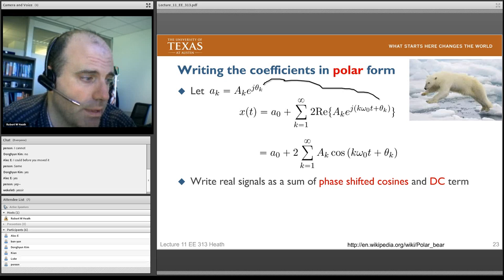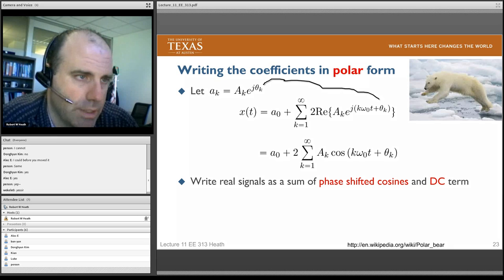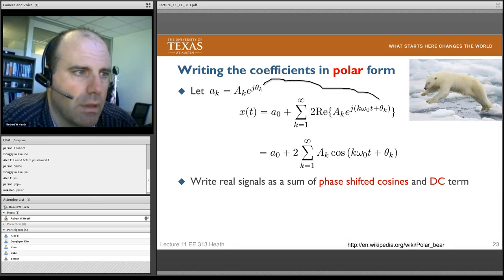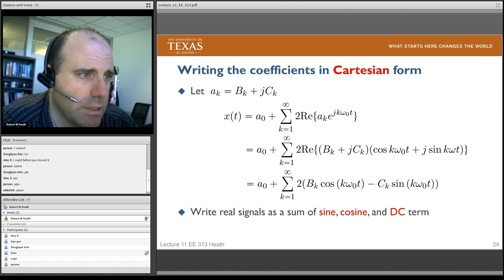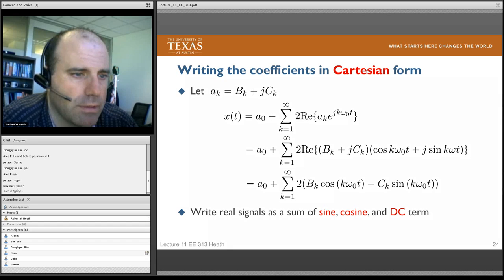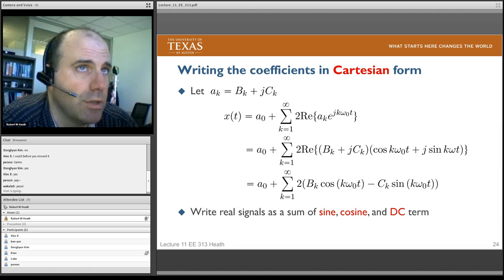So basically, we can rewrite real signals as the sum of phase-shifted cosines and a DC term. Any real periodic signal, or at least almost all real periodic signals, can be written as the sum of a constant plus cosines at multiples of the fundamental frequency with phase offsets. So the Fourier series coefficients are now split up: this is the magnitude, and this is the phase of the kth coefficient. Now let's keep going here. In Cartesian form, let A k equal B k plus j C k.